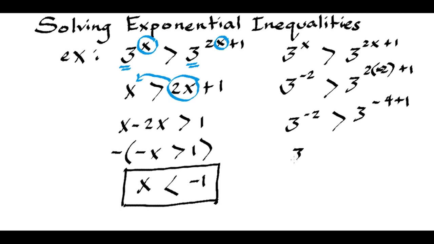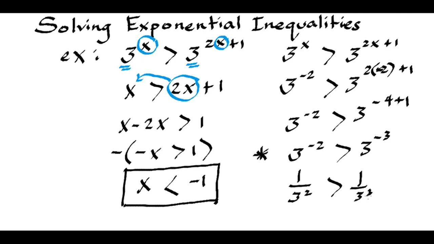So balik tayo kay 3 to the -2 is greater than 3 to the -4 plus 1, so we have -3. So rules on exponent, let's follow the rules on exponent. Kung meron tayong negative exponent, kukunin ng reciprocal. So that will be 1 over 3 to the second power is greater than 1 over 3 to the third power. So that will be 1 over 9 is greater than 1 over 27.